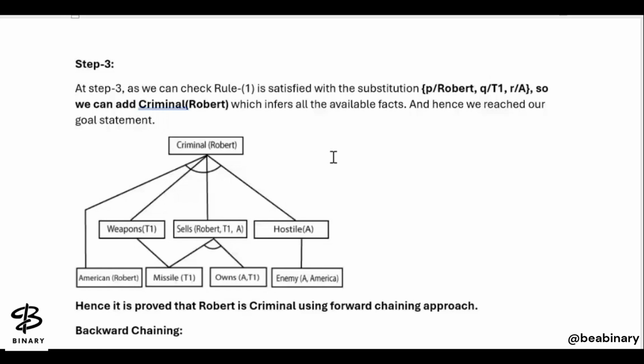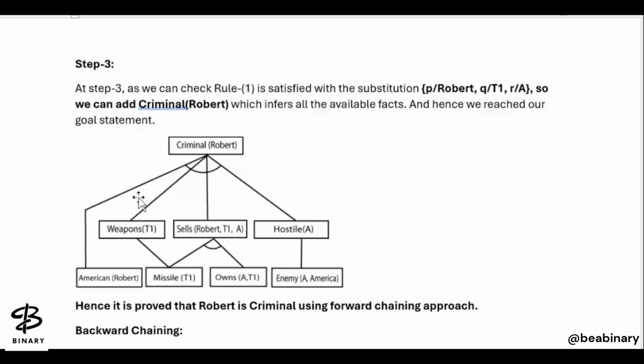Simply with these known facts, we derive another conclusion. At the second step we will see those facts which are inferred from the available facts, with the satisfied premises of a rule. Rule 1 does not satisfy the premises, so we will not add it in the first iteration, and rules 2 and 3 are added here. Rule 4 satisfies the substitution, since it is a missile here, so we say that Robert sells the missiles to the country, which is added here.